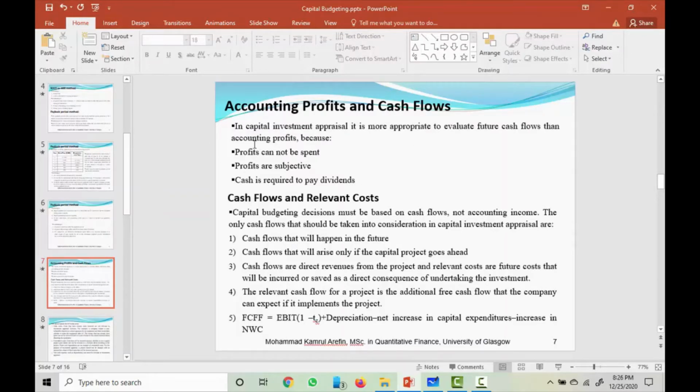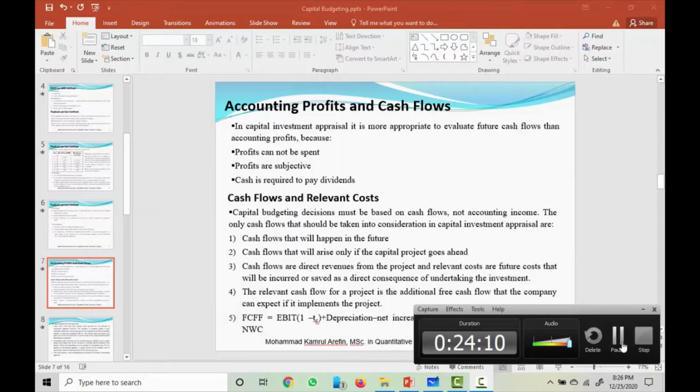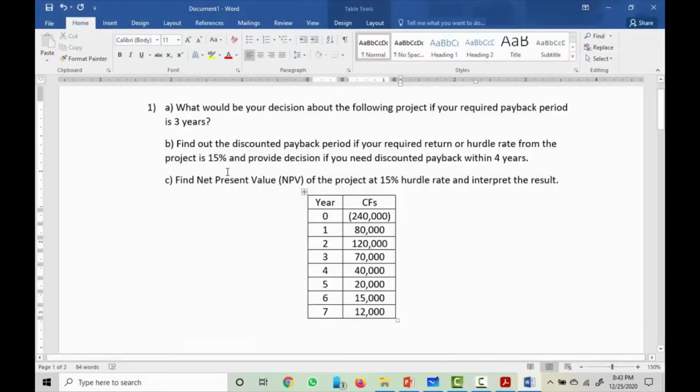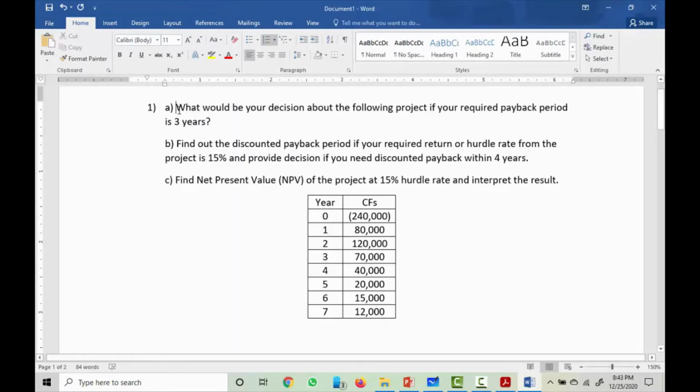Right, so before I go for the next things, let us solve a problem, so that we can get a clearer picture. Now let us look at this question. So what do we have in this question?